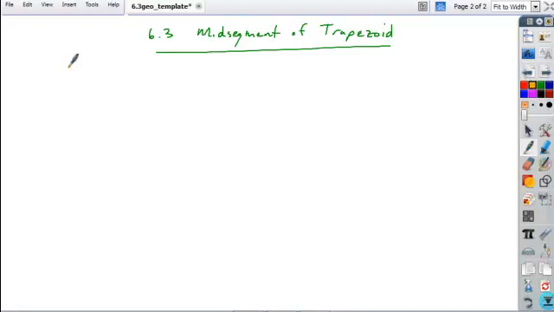And so if you recall, we did talk about midsegments of triangles, right? The midsegment of a triangle is a segment that connects what? The midpoints of any two sides, right? So we would connect the midpoints of these two sides. And the properties were, it was parallel to that third side and also what?